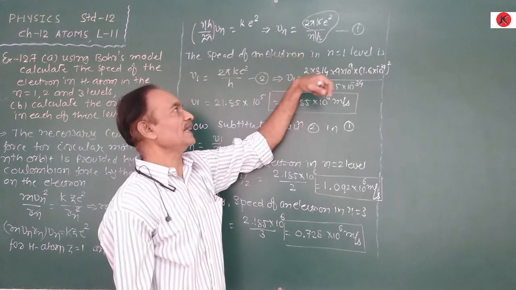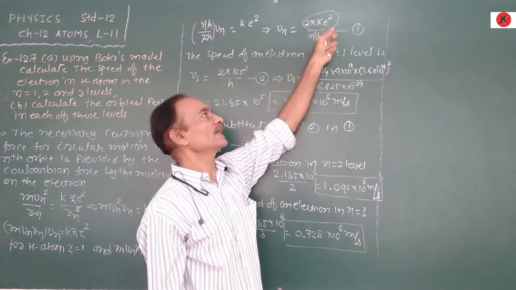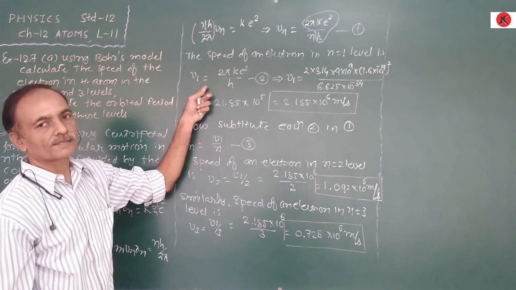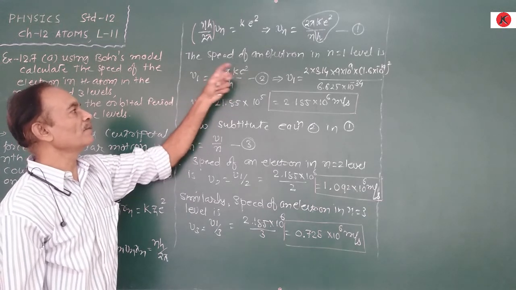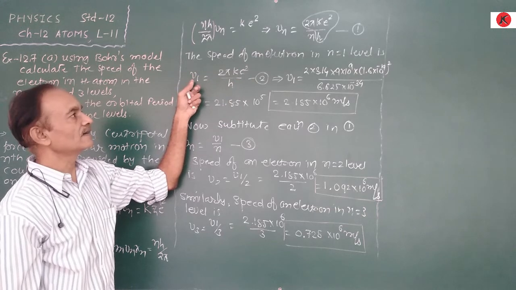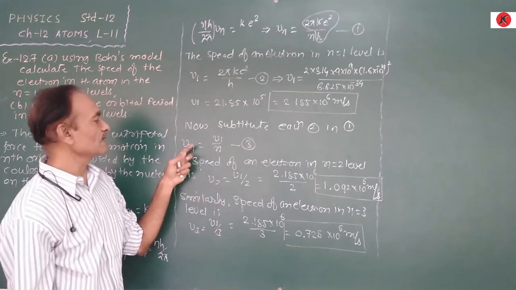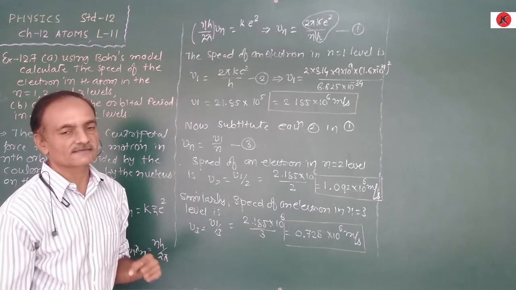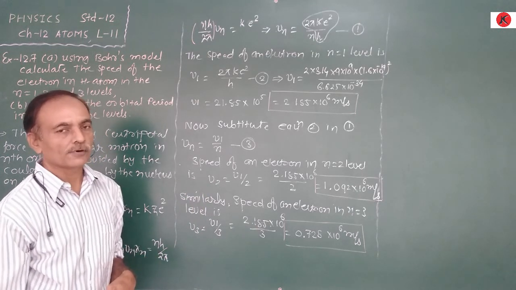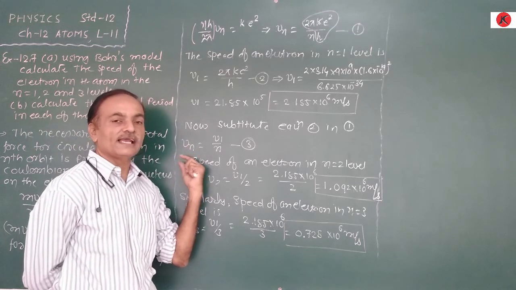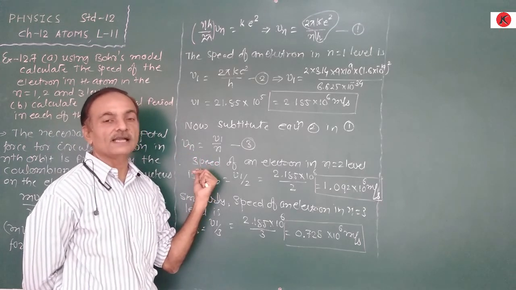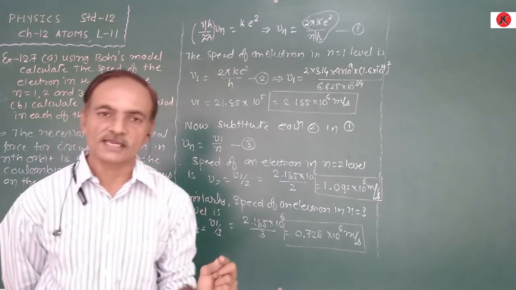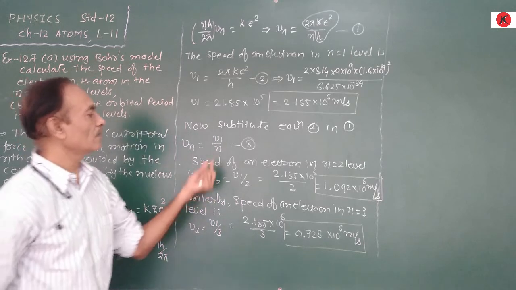The second method is that in equation 1, 2 pi k e square upon h is represented by v1 from equation 2. Therefore, we take 2 pi k e square upon h as v1. So equation 1 becomes vn equal to v1 upon n. That is our third equation. Therefore, the speed of an electron in any orbit is equal to the ratio of the speed of an electron in the first orbit to the orbit number.